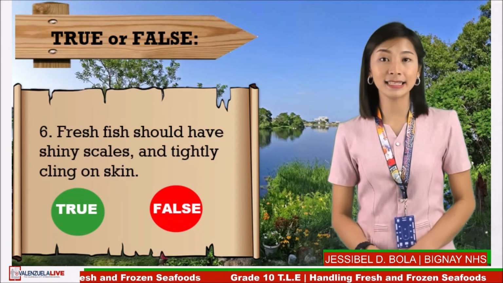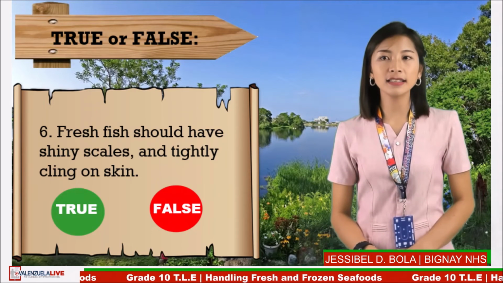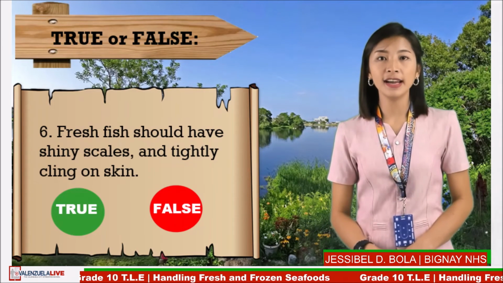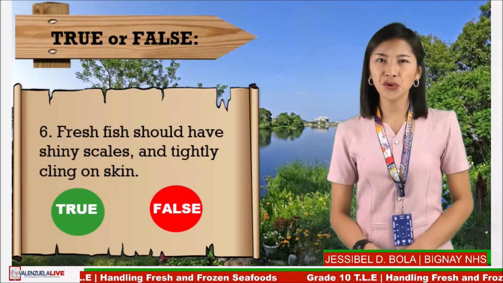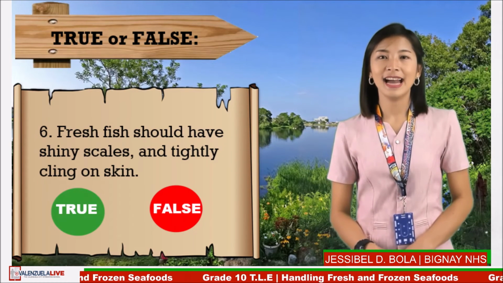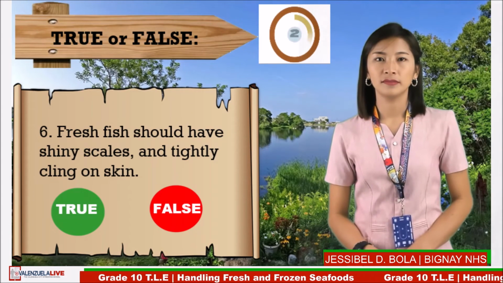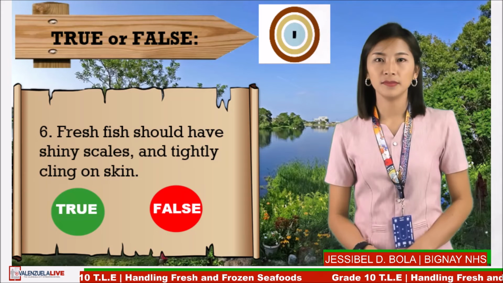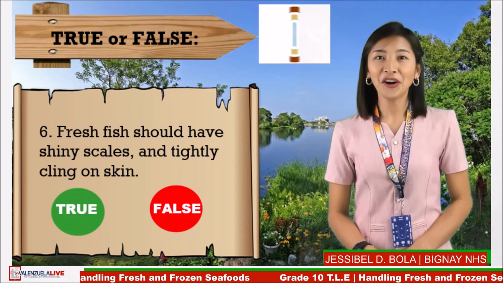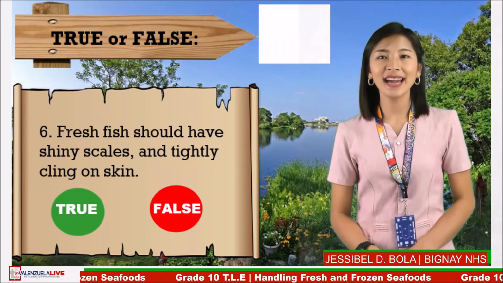Number 6. Fresh fish should have shiny scales and tightly cling on skin. Is it true or false? 5 seconds starts now. If your answer is true, then you are correct.